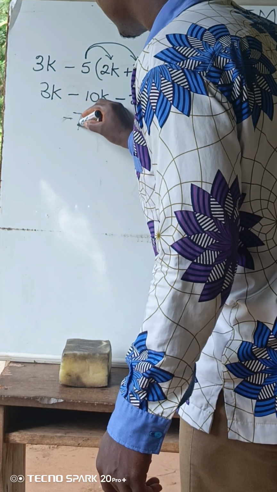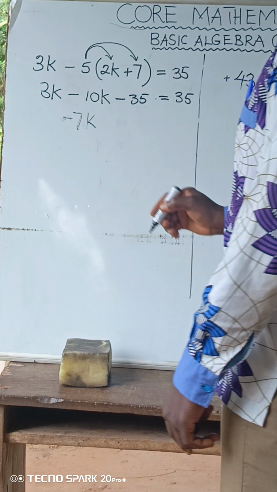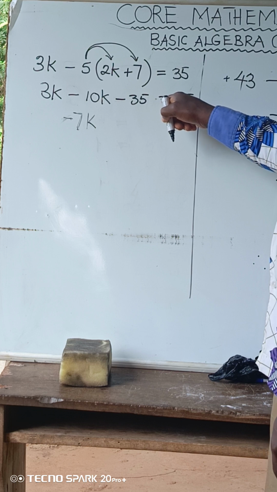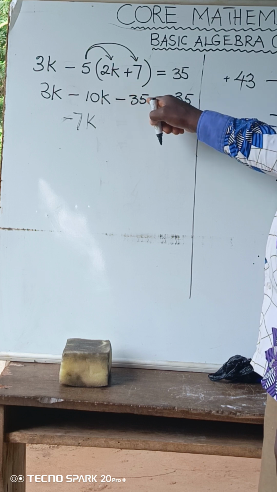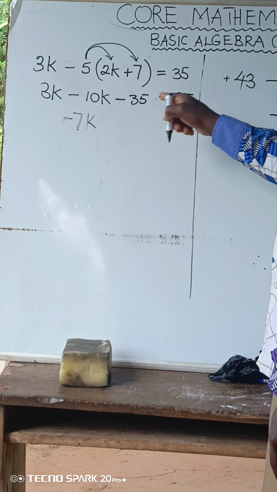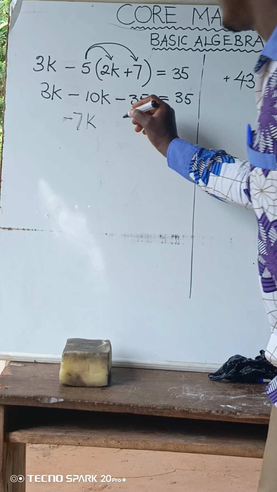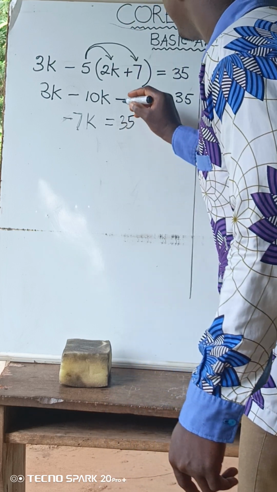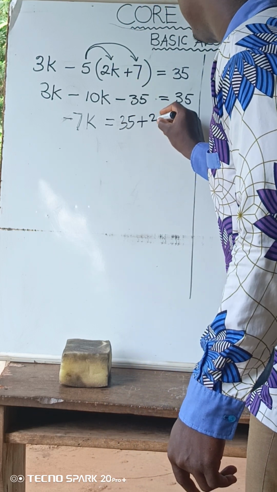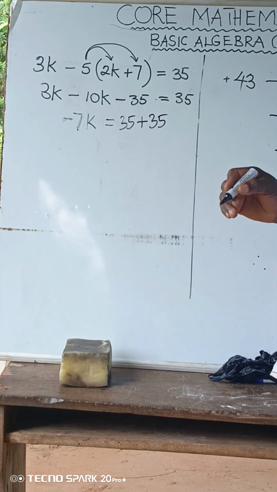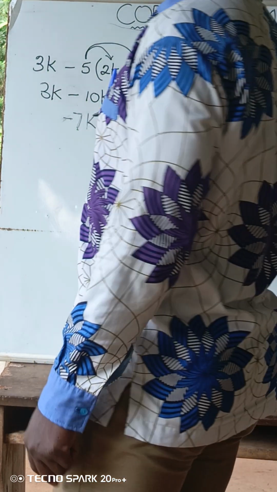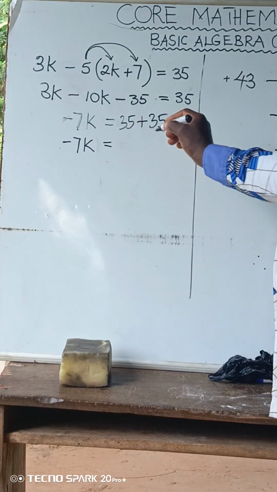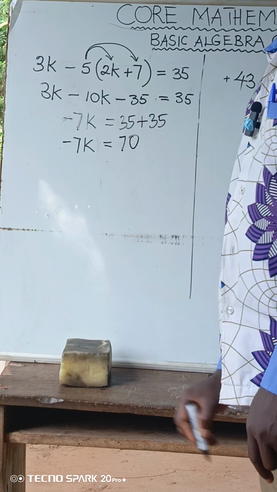Negative 7k. Now, between these 35 and this, there is this particular sign, and that's what it says. So if this minus 35 is going there, it's going to turn to plus 35. So that becomes 35, which is this very 35, and this one will be plus 35. That's what happened. So when you get there, you get negative 7k equals to 70.